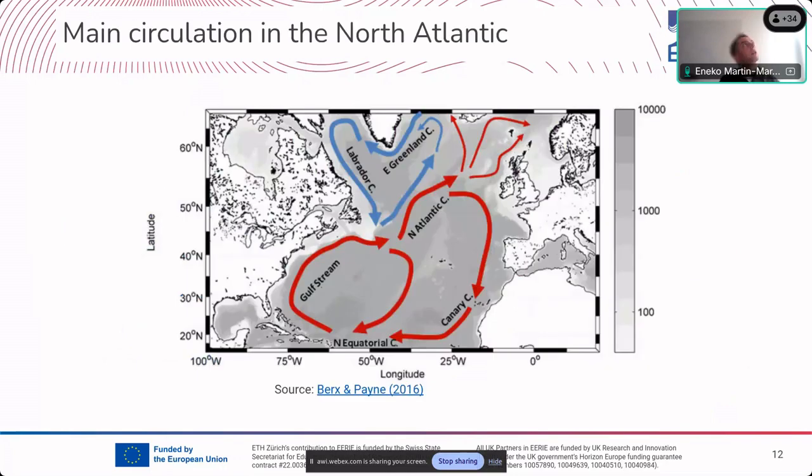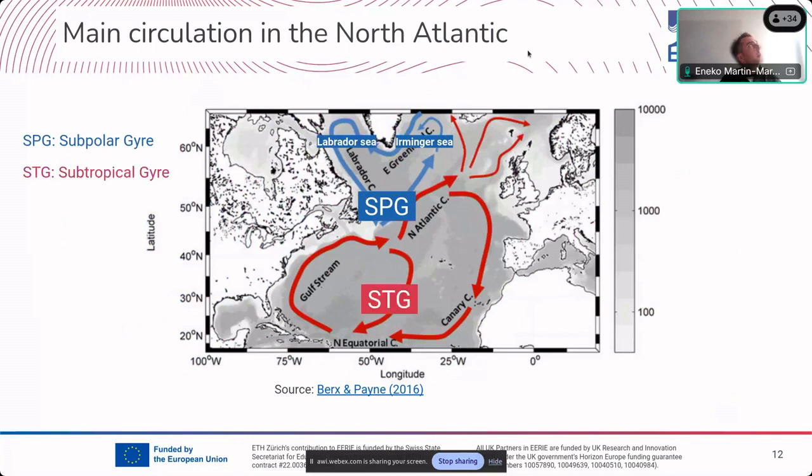For those not familiar with the dynamics in the North Atlantic, that is where I am going to go. So I take this figure from Bird and Payne from 2016, where we have the two main gyres in the North Atlantic. So we have here on the east of Greenland the Labrador Sea. On the west, sorry, on the east, we have the Irminger Sea. This is the subpolar gyre, so all these blue arrows are this kind of gyre we have here. Down here to the south, we have the subtropical gyre, which goes in the opposite direction. This is clockwise, and the subpolar gyre is counterclockwise.